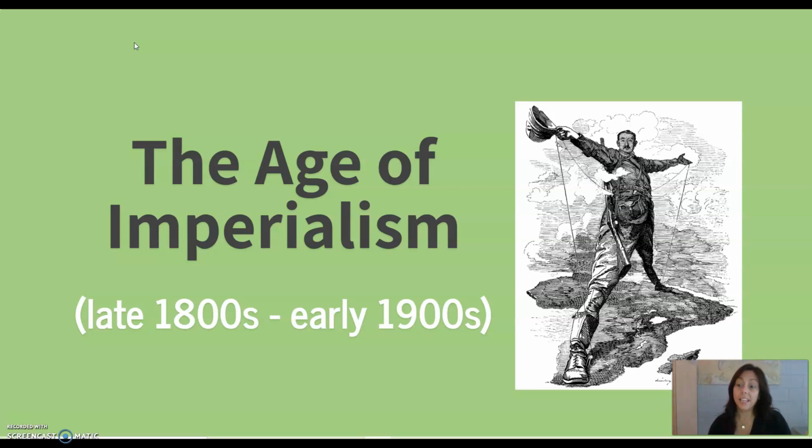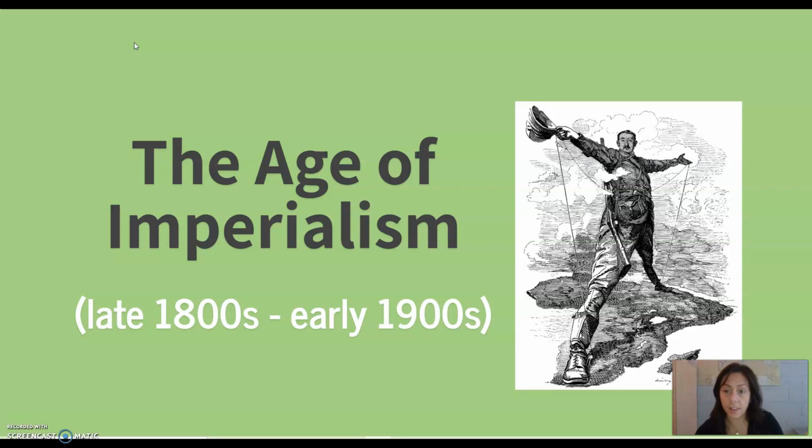Tuesday for the age of imperialism. So we are talking about the late 1800s and early 1900s. We just finished the Industrial Revolution unit, which was late 1700s and early 1800s. Now we're going to the late 1800s, early 1900s.